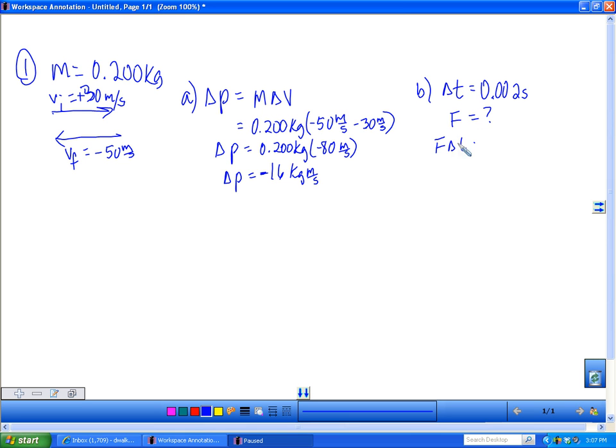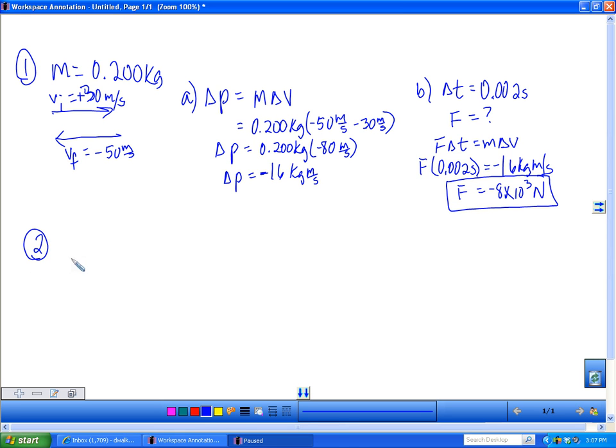Well, we have F delta T equals m delta V. So F delta T is 0.002 seconds. m delta V was negative 16 kilogram meters per second. So the force is going to wind up being negative 16 divided by 2 times 10 to the minus third, which is a negative 8 times 10 to the third newtons. And that makes complete sense because if you're batting the ball, you're hitting the ball away from the batter, and away from the batter is a negative direction.